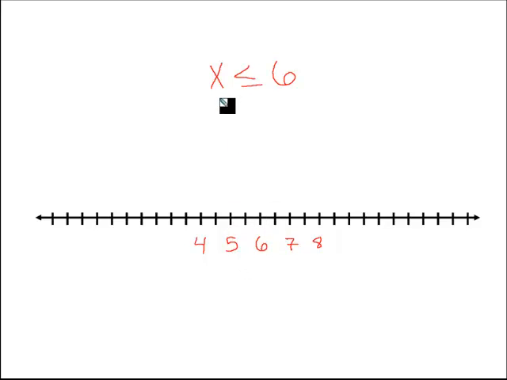This one says x is less than or equal to 6. Since x can be 6, we have a closed circle, and then we're going less than or equal to, so we're going to the left because 5 and 4 are less than 6.